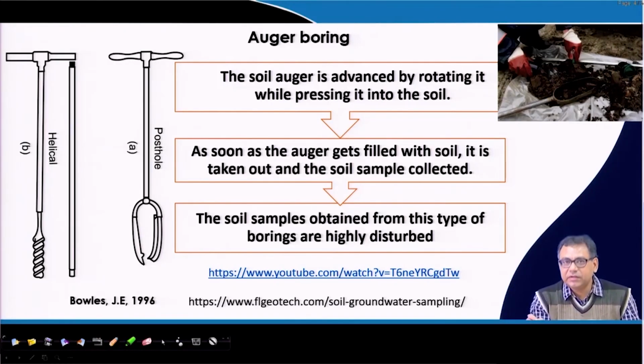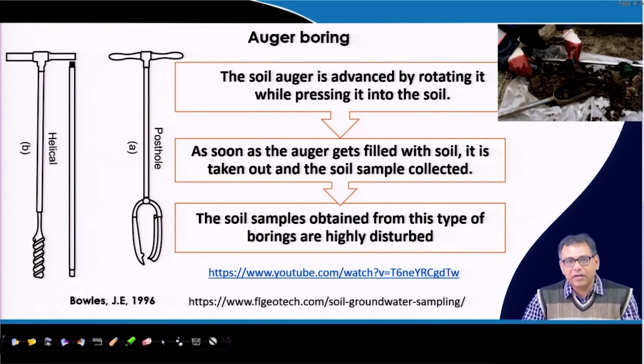So, you can see these photographs where these samples are collected in the auger. The soil auger is advanced by rotating it within the soil and you also push it. That means you have to push it and at the same time rotate it, so that it will insert into the soil and at the same time the soil will enter into the auger.